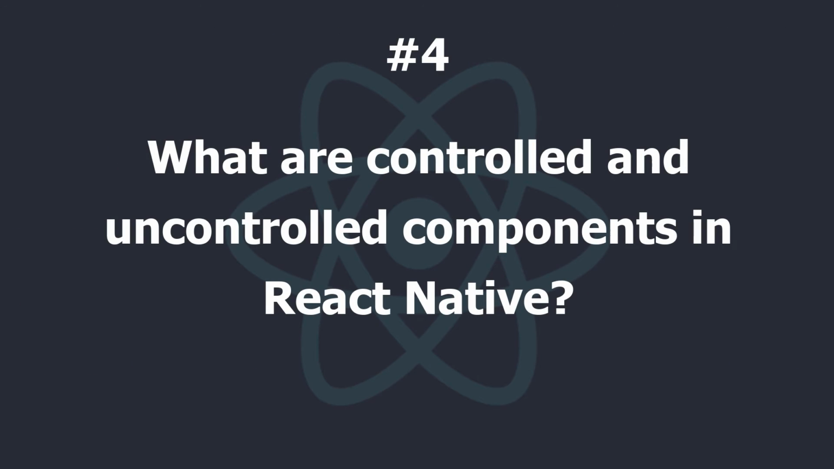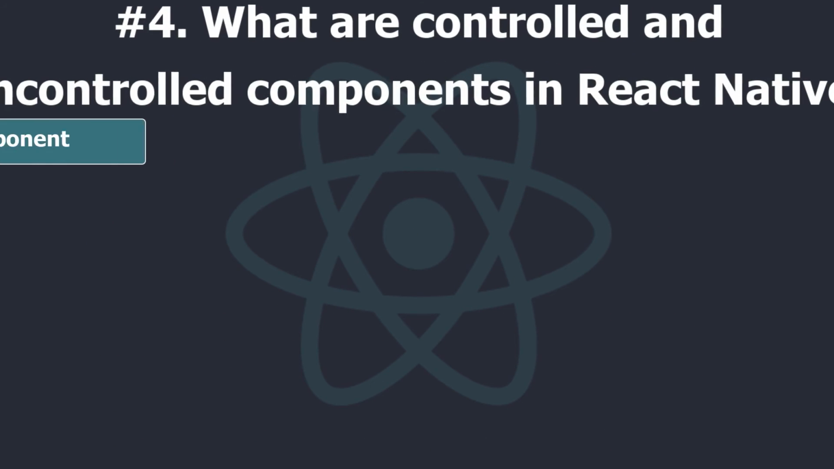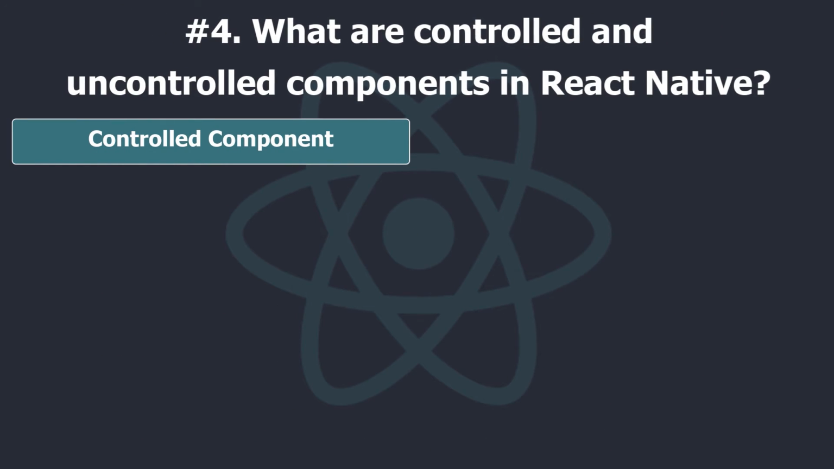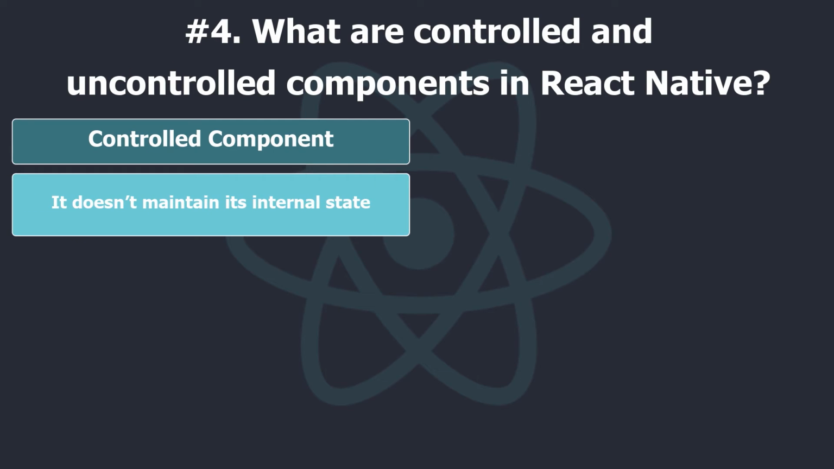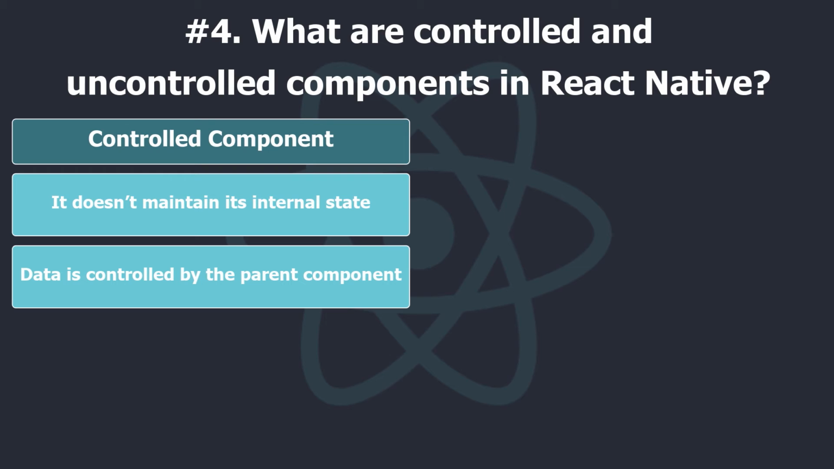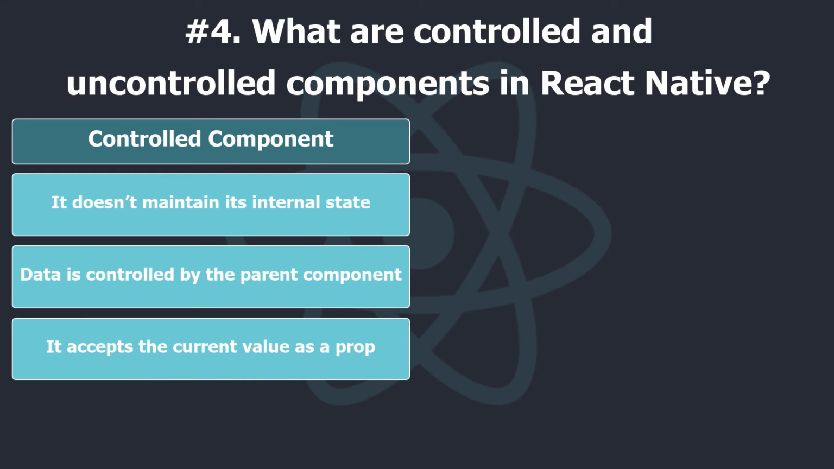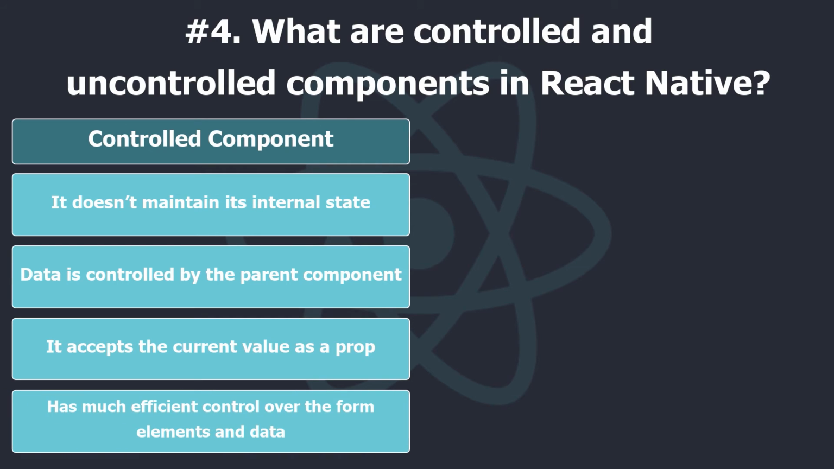What are controlled and uncontrolled components in React Native? A controlled component is one that is bound to a value, and the changes inside it will be handled in code by using event-based callbacks. It doesn't maintain its internal state. Data is controlled by the parent component. It accepts the current value as a prop, has much efficient control over the form elements and data.